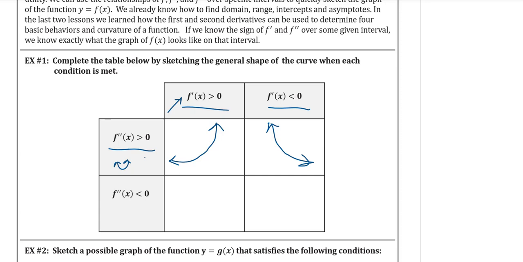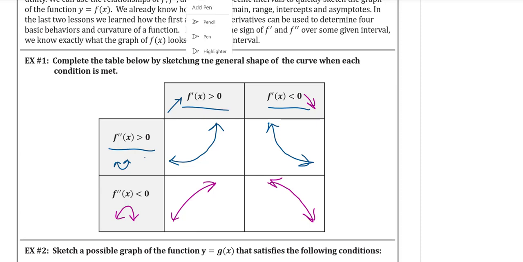Now let's look at the two options when the second derivative is less than 0. That means we would be in a concave down situation. If our first derivative is positive, we are still increasing, so we'll be on the first side of that concave down shape. When the function is decreasing, when the first derivative is less than 0, we're still concave down, but on the other side of that concave down shape. So those are things to think about as you're sketching your graph.